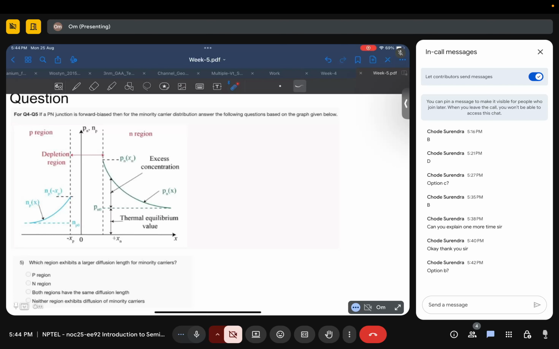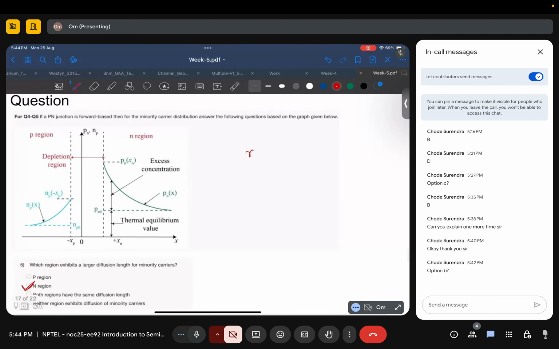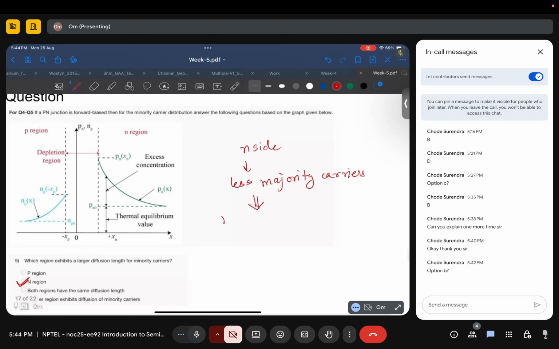Okay, so for this one, option B is correct, right? So why N side? Because N side has less majority carriers, therefore more diffusion length for minority carriers before recombination.